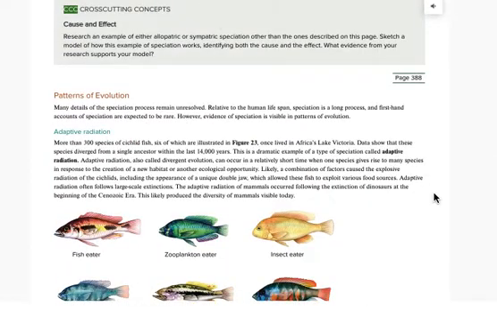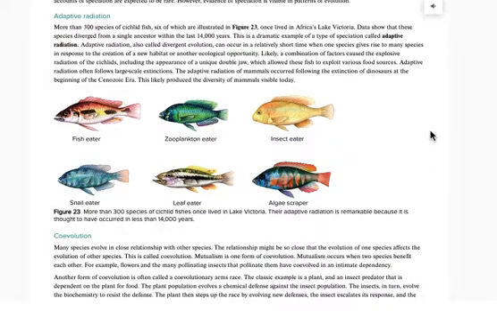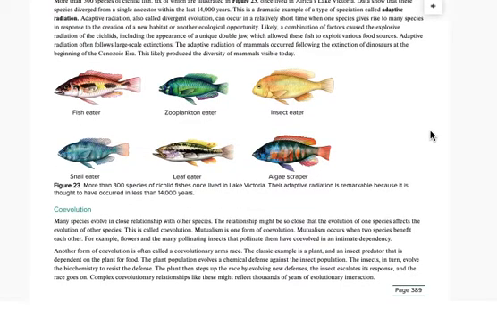Another pattern of evolution I want you to notice is adaptive radiation. Adaptive radiation is when one species gives rise to many other species. Please look at this example in your book. You have a species of fish that has given rise to 300 different species all in the same lake, and they all have different adaptations that came from a common ancestor.